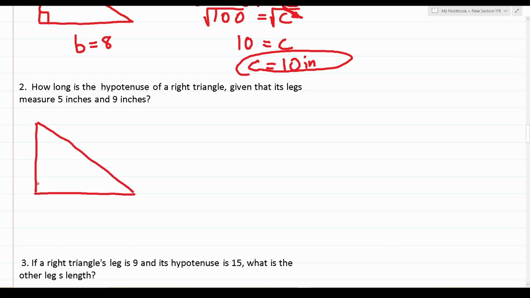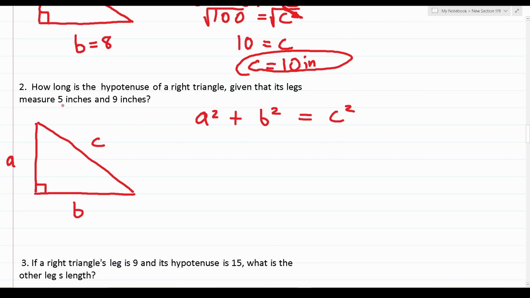And let's put our symbol to indicate that this is our right angle. Of course, our hypotenuse, our C, is always going to be directly across from the right angle. So this is going to be C. And we can let this side be A and this side be B. Again, according to the Pythagorean theorem, A squared plus B squared, that is the legs of the triangle, have to equal C squared.